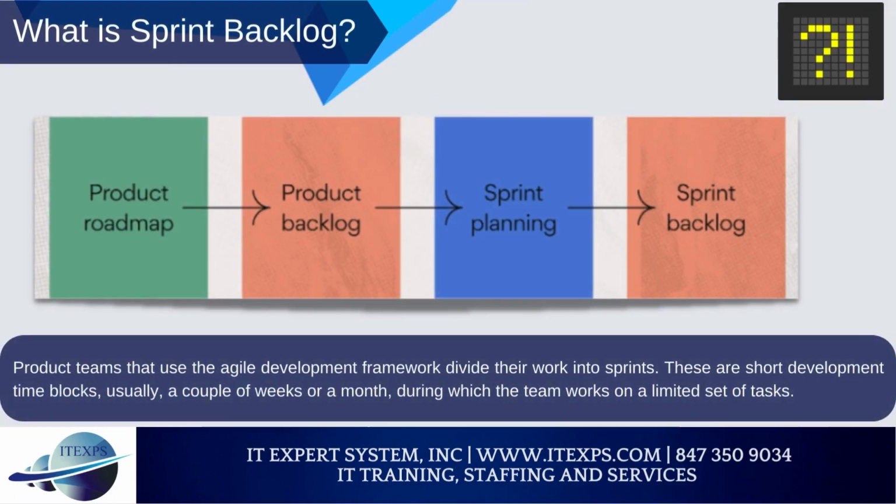What is sprint backlog? Product teams that use the Agile development framework divide their work into sprints. These are short development time blocks, usually a couple of weeks or a month, during which the team works on a limited set of tasks. When an Agile product team gets together to plan the work for its next sprint, the output of this sprint planning meeting will be the sprint backlog. Then the group will pull the items from this sprint backlog from the more extensive, more comprehensive product backlog.